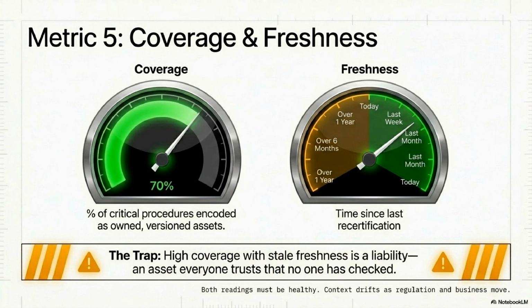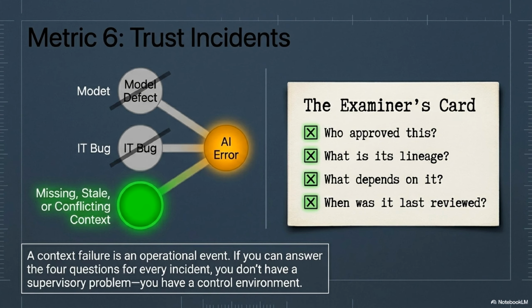Both readings have to be healthy. Metric 6, trust incidents. When an AI system gets something wrong, you trace the error to its cause, and you count the ones rooted in missing, stale, or conflicting context. This is the discipline from episode 6, operationalized. A context failure is not an IT bug and not a model defect.